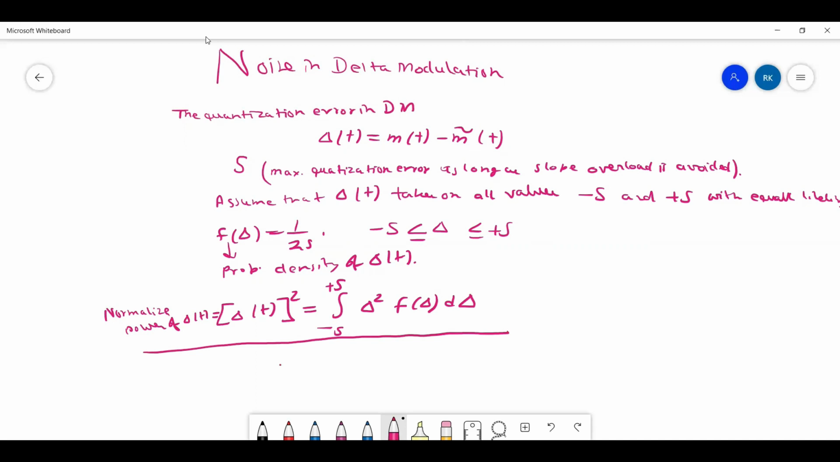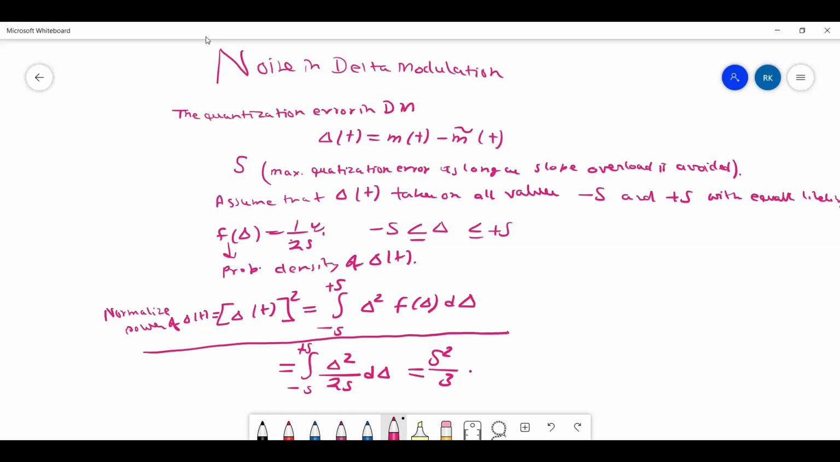That we can write after some manipulation equal to this integral over this particular limit, delta squared upon 2S, d delta. We have just substituted this value of f delta. F delta was 1 upon 2S. We have used this thing here and this comes out to be S squared upon 3. Very important result. Noise in delta modulation system.